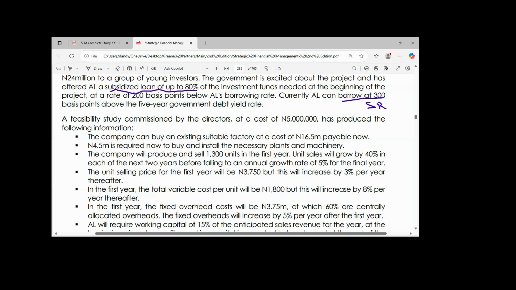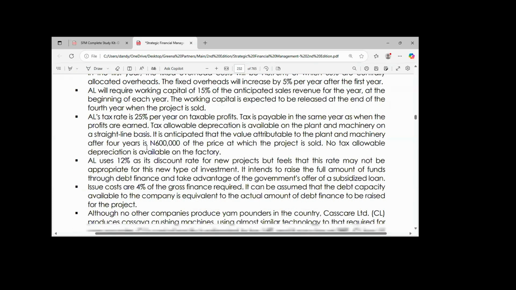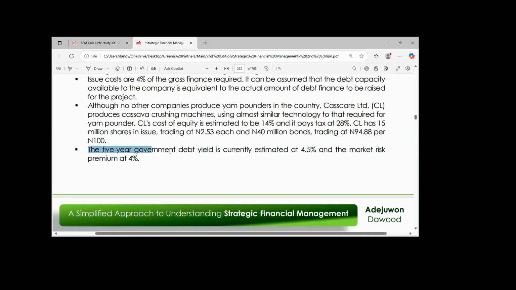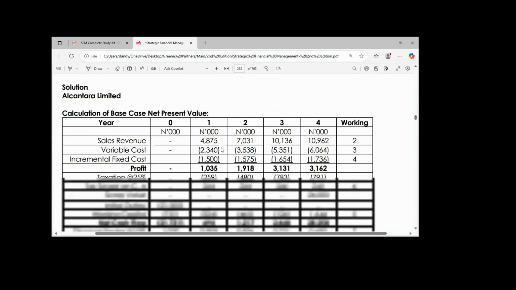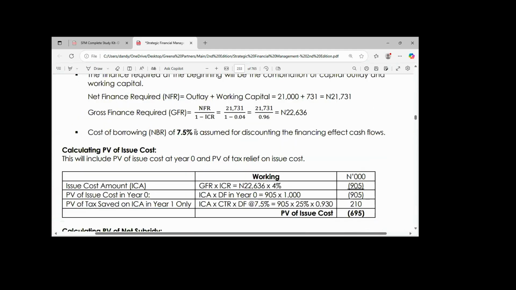All right. So we are told that the normal borrowing rate is 300 basis points above the government debt yield rate. The government debt yield rate is the risk-free rate of return. According to the last bullet point here, the 5-year government debt yield rate is currently estimated at 4.5. Therefore, 3% plus 4.5 will give us 7.5. That's how we arrive at this 7.5.